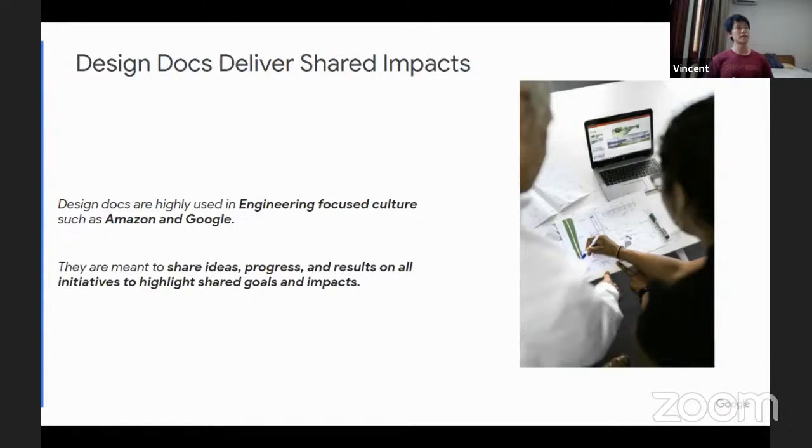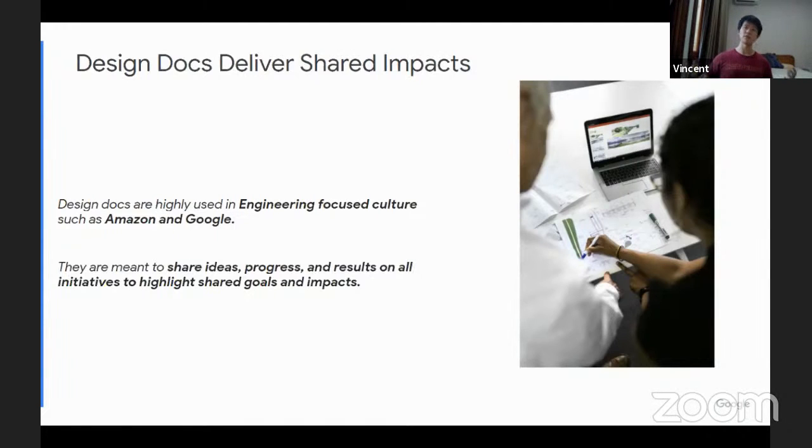But at the end of the day, the idea is how can we make sure that people can collaborate together, and they can understand what you're working on and jump on it, right? So they are meant to share ideas, progress, and results to highlight shared goals and impacts, right?